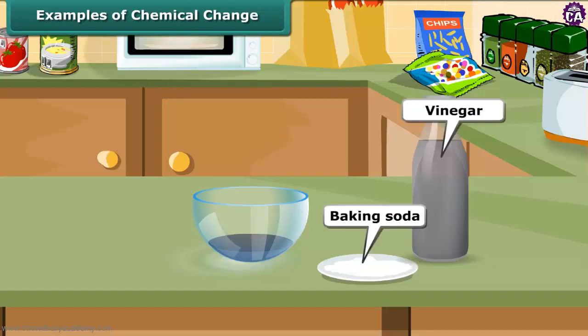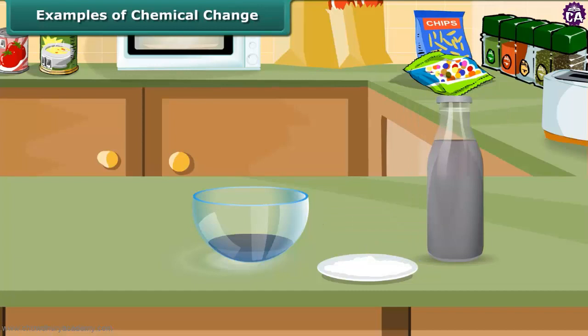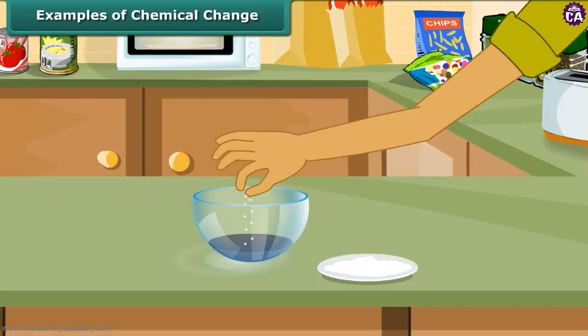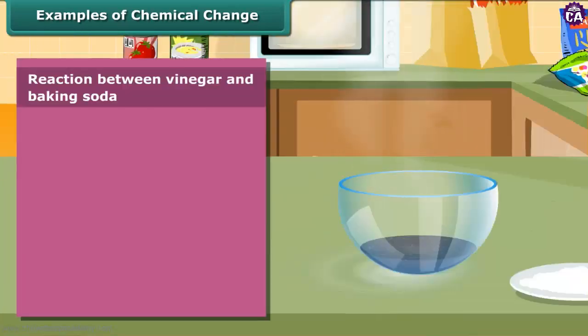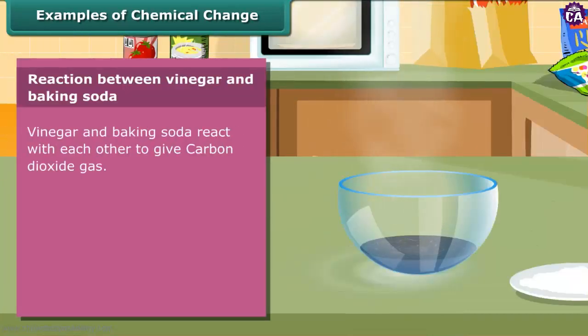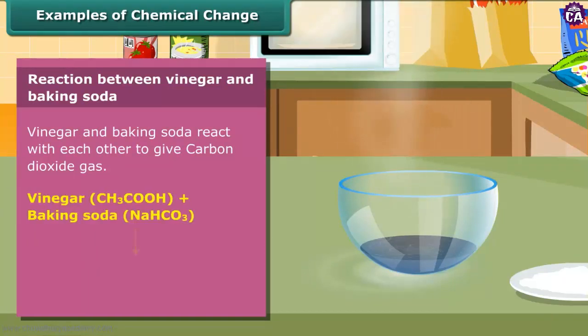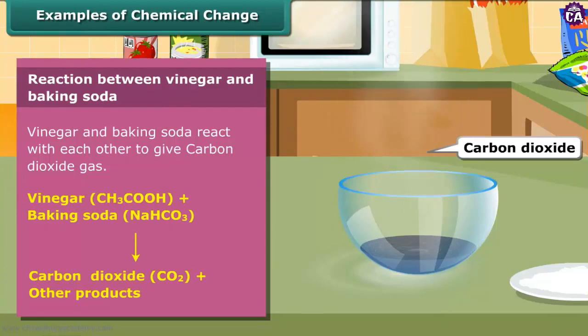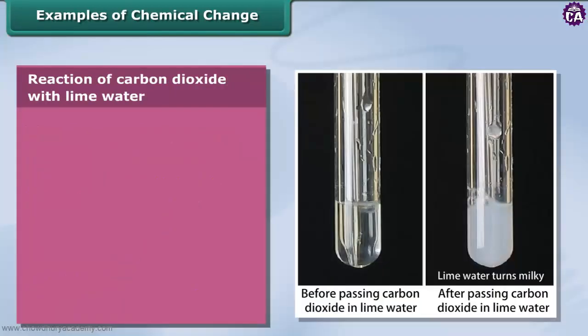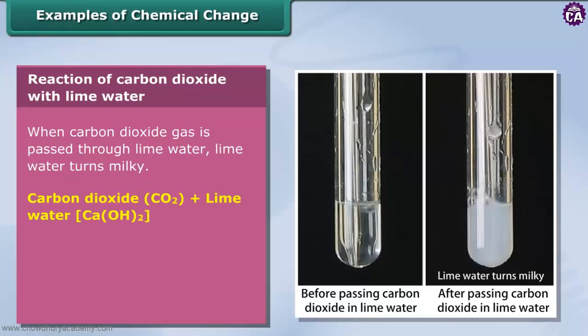Students, vinegar and baking soda are easily found in our kitchen. Take little vinegar in a small bowl made of china clay. Add a pinch of baking soda to it. You will hear a hissing sound and see bubbles of gas coming out of it. The evolved gas is carbon dioxide. The carbon dioxide formed in the above experiment is passed through lime water. The lime water turns milky.